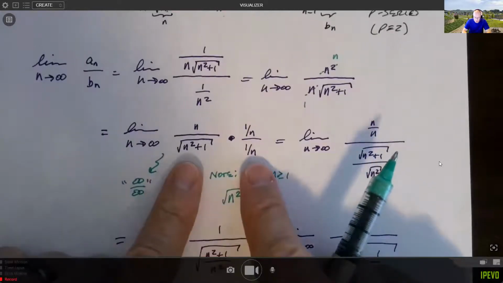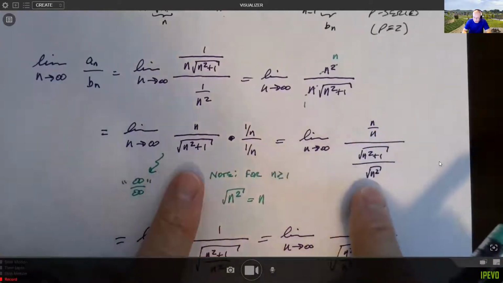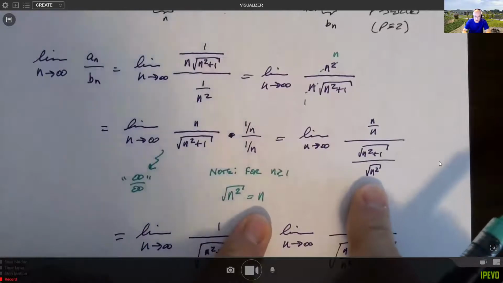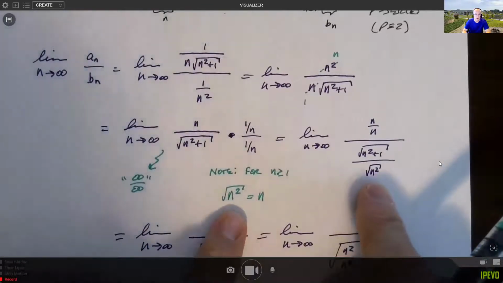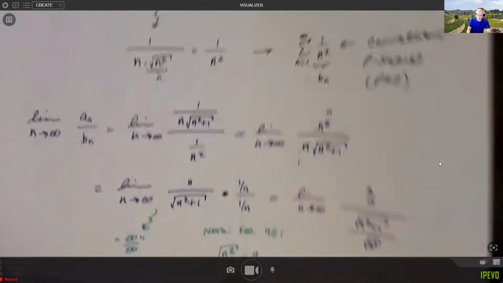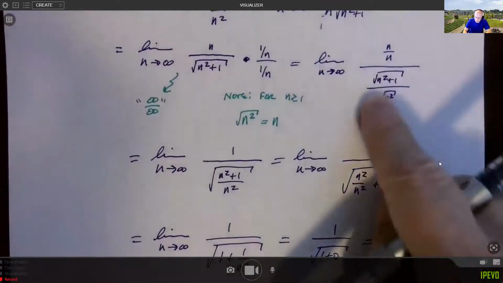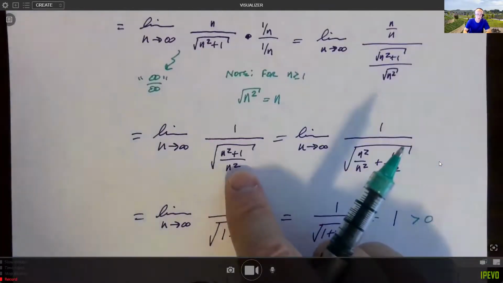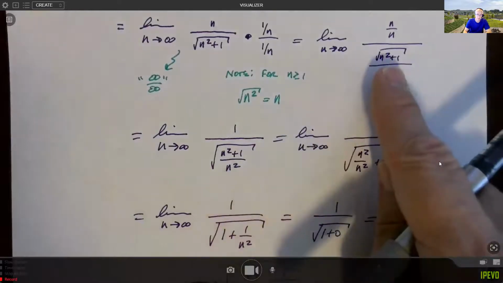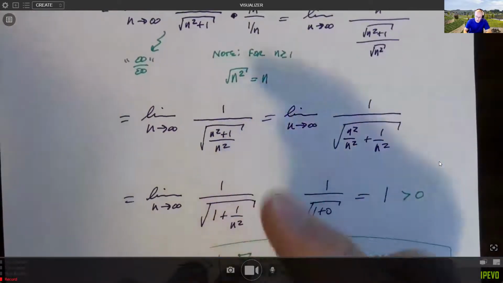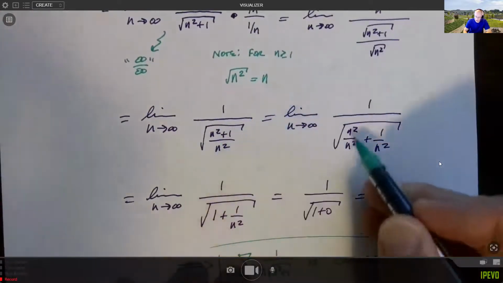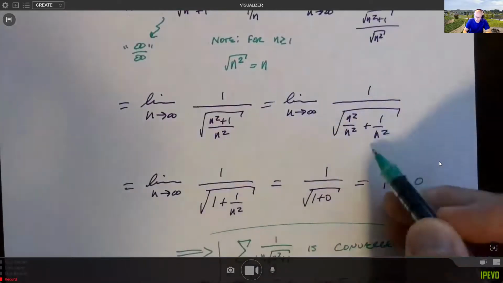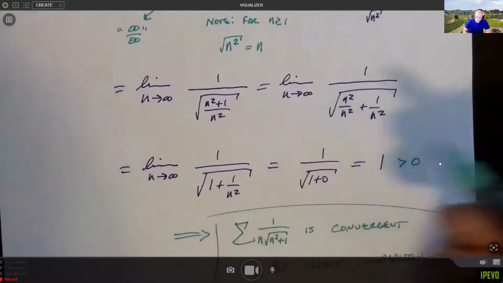So I'm going to divide both the numerator by n and the denominator by n. Of course, I'm going to rewrite the denominator division by n as the square root of n squared, and then I can bring that into the radical like that. Up top, n divided by n is 1. Then I divide each term by n squared. N squared divided by n squared is 1, and 1 divided by n squared gives me 1 divided by n squared.